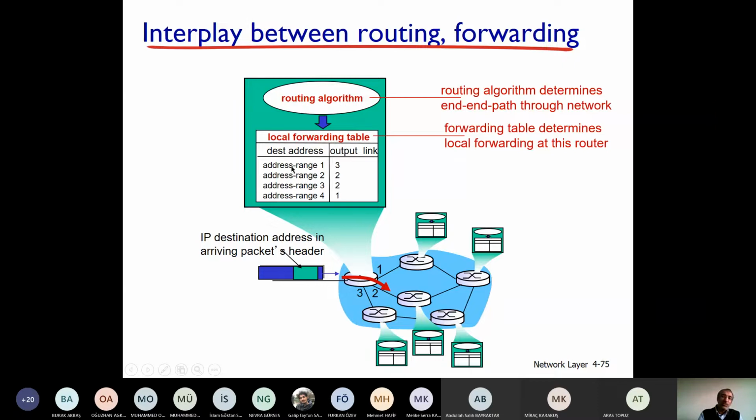For instance, if your IP destination falls within address range 1, then we need to move this packet to output 3. If it falls within address range 2, then we move this packet to output number 2, and so on. So in summary, routing is responsible for end-to-end path determination, whereas the forwarding table is responsible for the local forwarding, so where to forward the incoming packet to the output link.